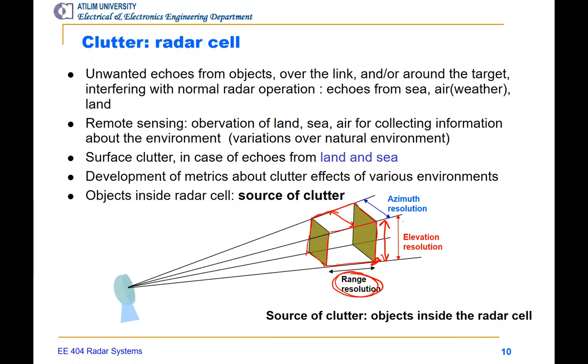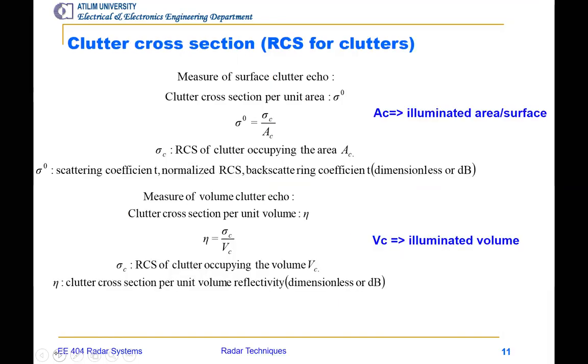We can think about surface clutter when there is an object over, let's say, this azimuth plane, for example. If there is an object inside this three-dimensional cell, then that's volumetric or volume clutter. We'll be talking about this in the next slides.